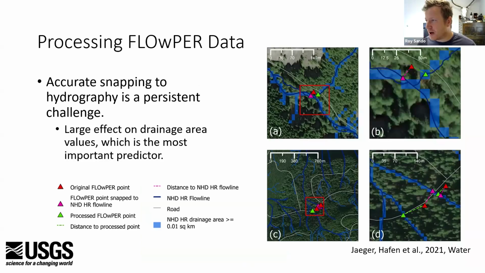So as I mentioned before, processing the flow for data can be a challenge. The accuracy of these observations is often limited by the power of the GPS that a person is using. And you can see here in our examples to the right that oftentimes there's a fair amount of work that has to be done to link these observations to the correct channel.